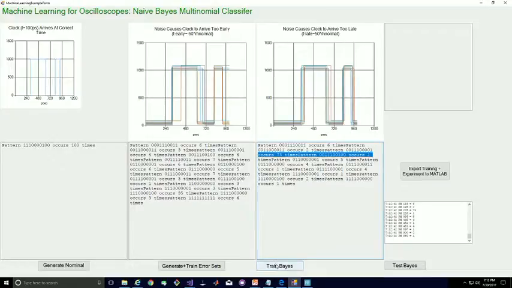So now when we click this, it's going to train a Bayes classifier. And this uses a naive Bayes classifier, which is also used in junk mail detection, which uses the independent probability of a group of events to predict an outcome. So we're looking at the independent probability that any of these individual clock edges is going to be wrong.